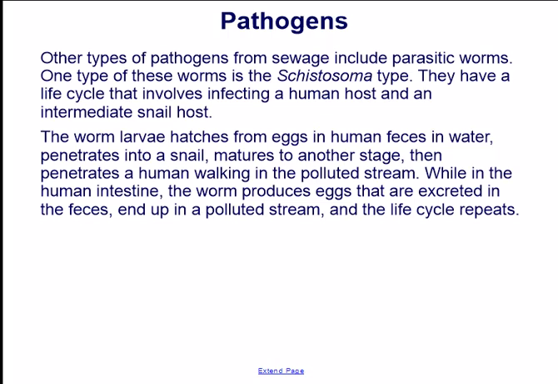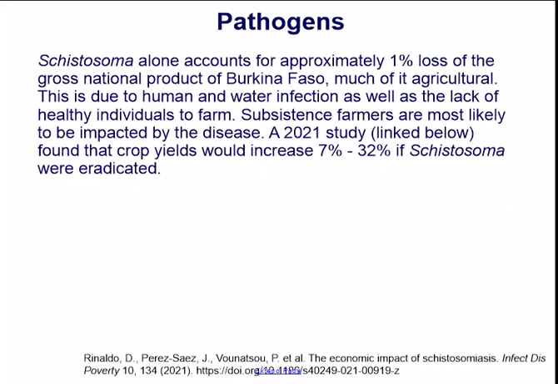Other types of pathogens from sewage include parasitic worms. One type of these worms is the schistosoma type. They have a life cycle that involves infecting a human host and an intermediate snail host. The worm larva hatches from eggs in human feces and water, penetrates into a snail, matures into another stage, then penetrates a human walking in the polluted stream. While in the human intestine, the worm produces eggs that are excreted in the feces, end up in a polluted stream, and the life cycle repeats.